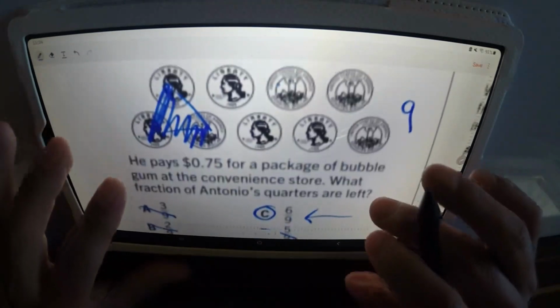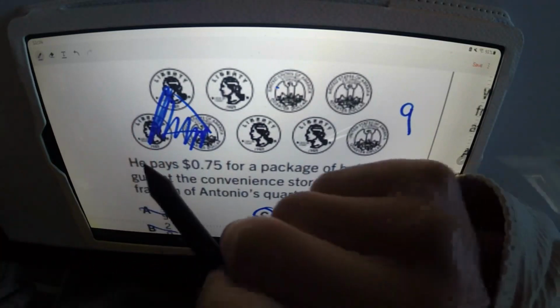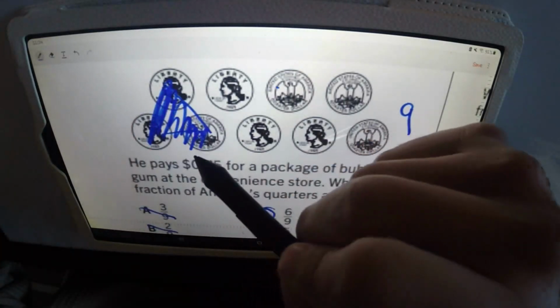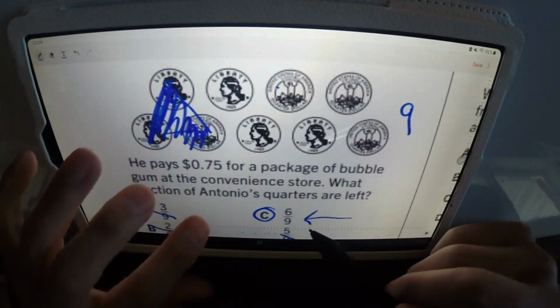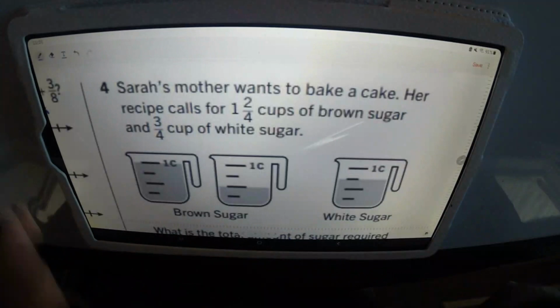Again, that's how 75 cents you used to pay for the bubble gum. 1, 2, 3, we cross those out, they're gone. They're no longer here. How many are left? 1, 2, 3, 4, 5, 6. 6 out of the 9, and that's our answer. All right. On to number 4.